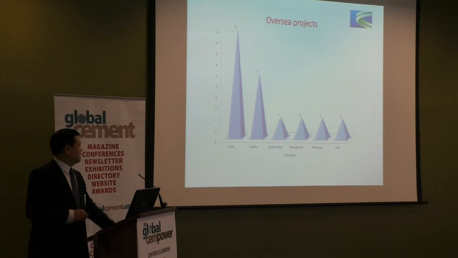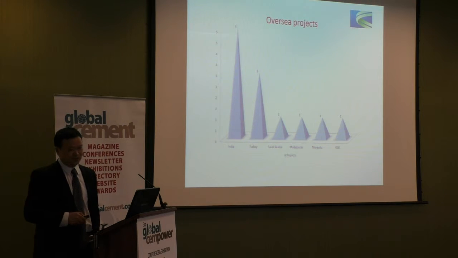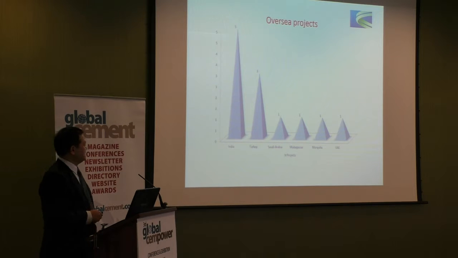This slide introduces our overseas projects. We have 12 overseas projects so far: 5 projects in India, 3 projects in Turkey, and 1 project in Saudi Arabia, which is City Cement. 1 project in Madagascar, Africa. 1 project in Mongolia. The Mongolia project is a very typical project. They have a CFB boiler plus WHR. And 1 project in UAE. And several other projects were commissioned overseas.